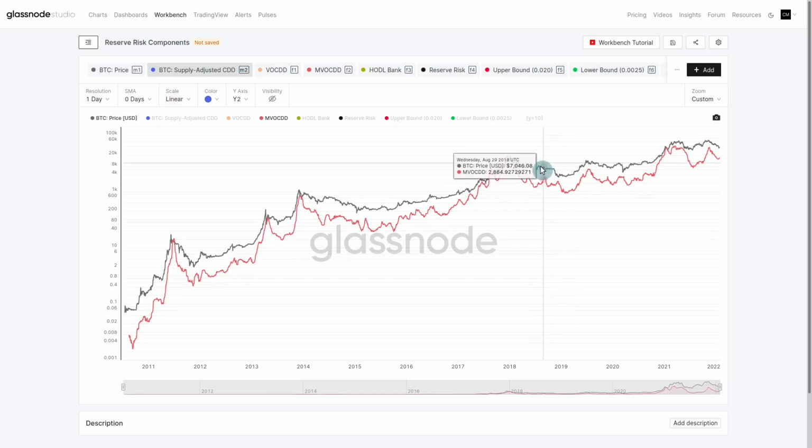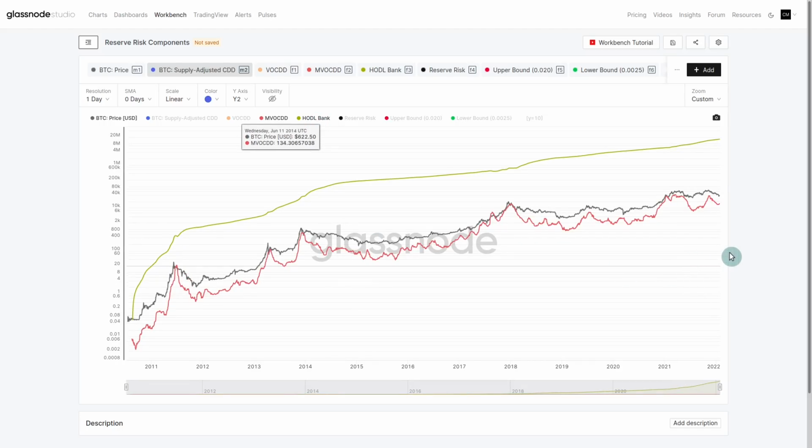And the gap between the incentive to sell and the actual selling, you can think about this as almost the opportunity cost. It's the amount of dollars that hodlers decided to leave on the table. They could have taken profits at any point during this market cycle, but they chose not to because they believed that Bitcoin was worth more than the current price. And this is how we construct the HODL Bank.